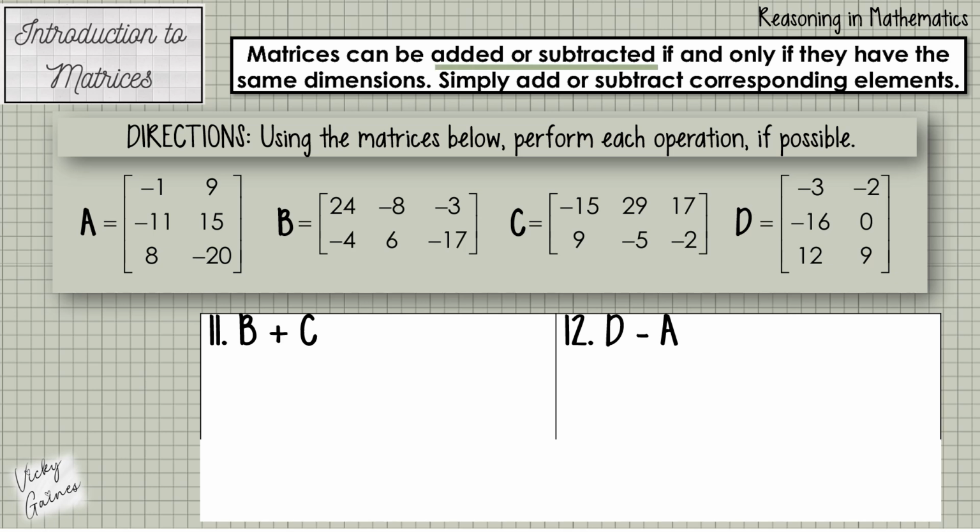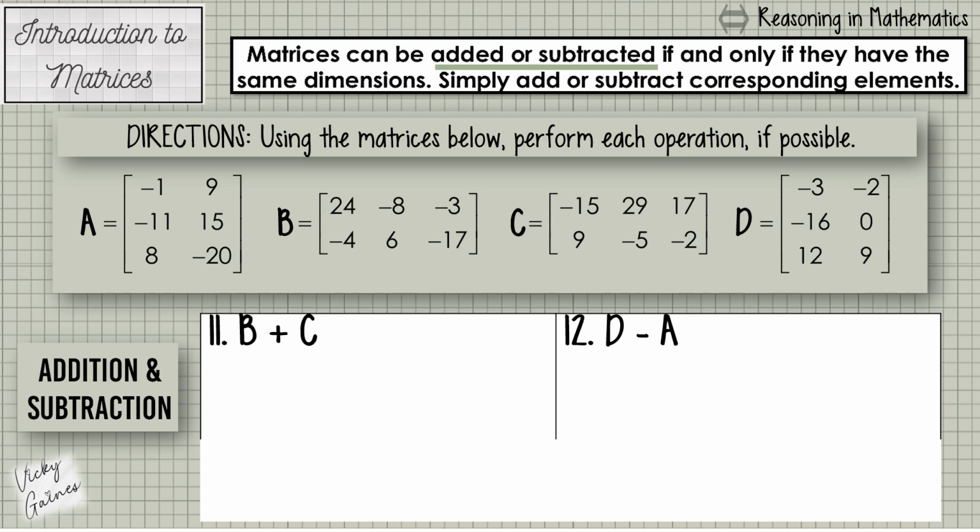Matrices can be added or subtracted. So we're doing addition and subtraction if and only if, a two-way implication, they have the same dimensions. Simply add or subtract corresponding elements, so elements in the same location. So let's look at B. That is a 2 by 3, and C is a 2 by 3. So we can add those two together by adding elements in corresponding positions.